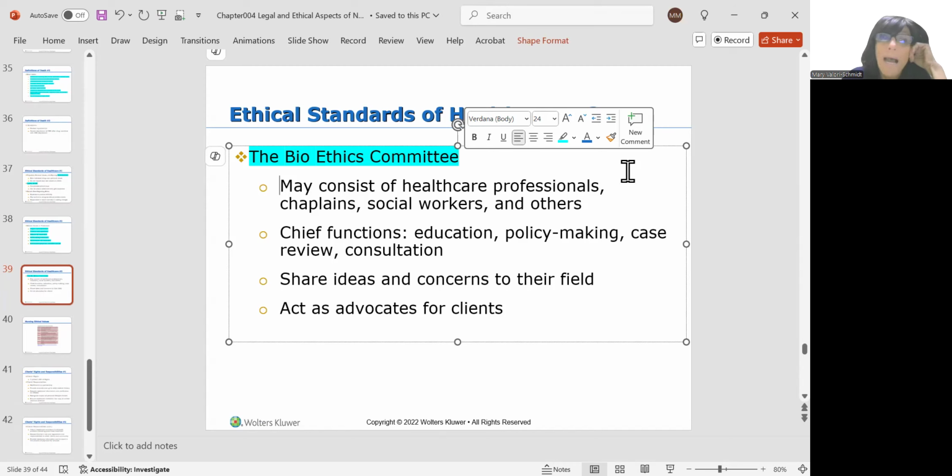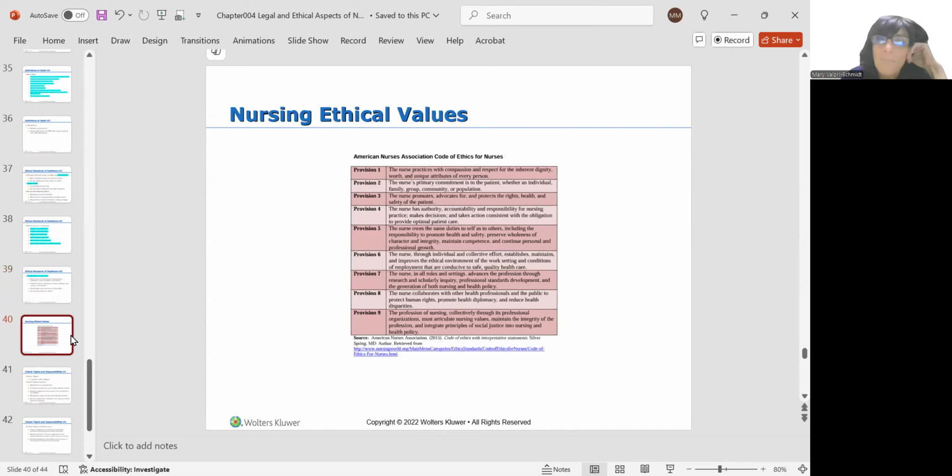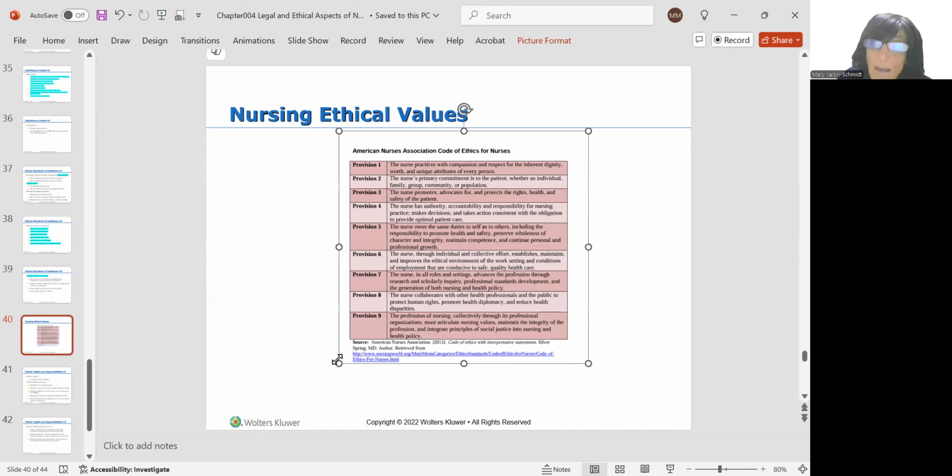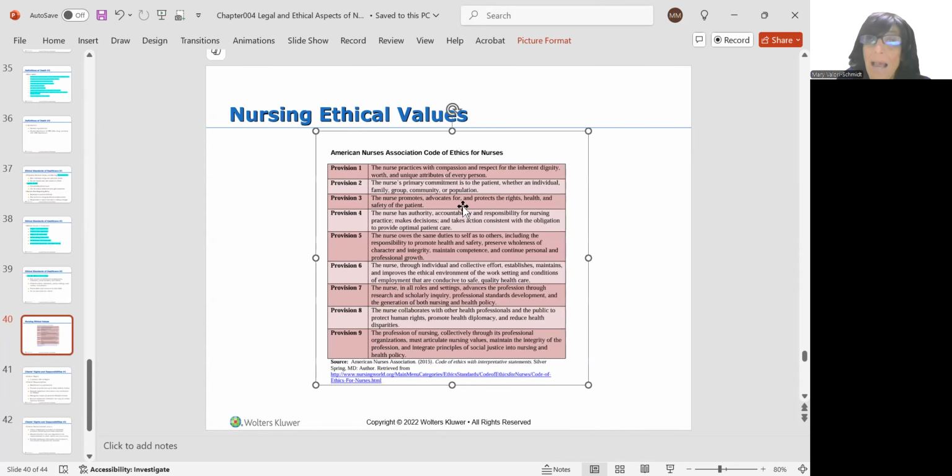And so that's when we call bioethics in. Okay. When we talk about nursing ethics, the American Nurses Association came up with a code of ethics for nurses. And pretty much every board of nursing in the country has adopted this code of ethics. So, it talks about practicing with compassion and respect for the inherent dignity, worth, and attributes of every person.